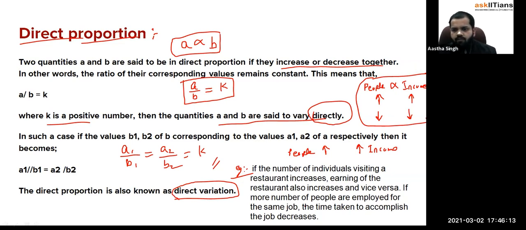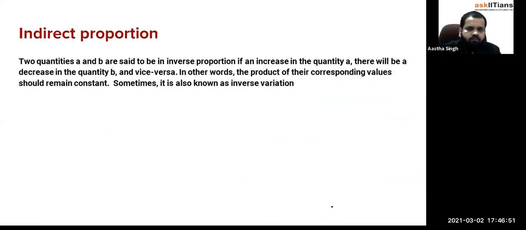Okay. If more people are employed for the same job, the time taken to accomplish the job decreases. Then people and time are inversely proportional. Why? If the number of people is more, then the time to accomplish any job will be less, right? And if the number of people is less, then the time to accomplish that job will be more. Okay. So this is how direct and indirect proportion work. So two quantities we have already discussed.